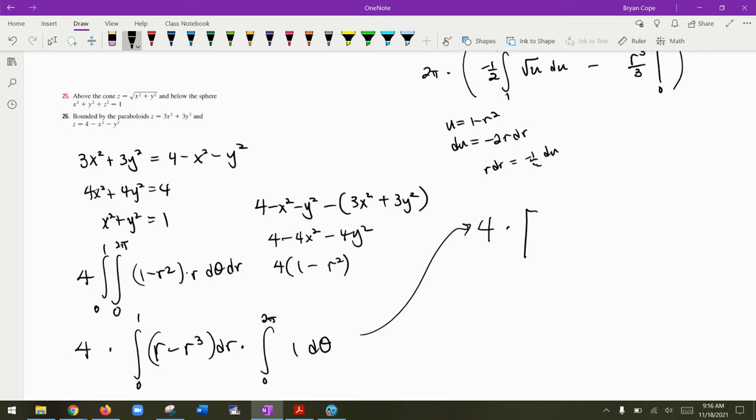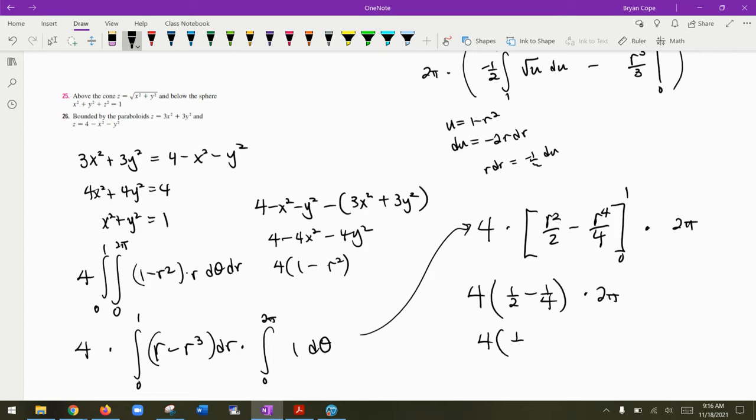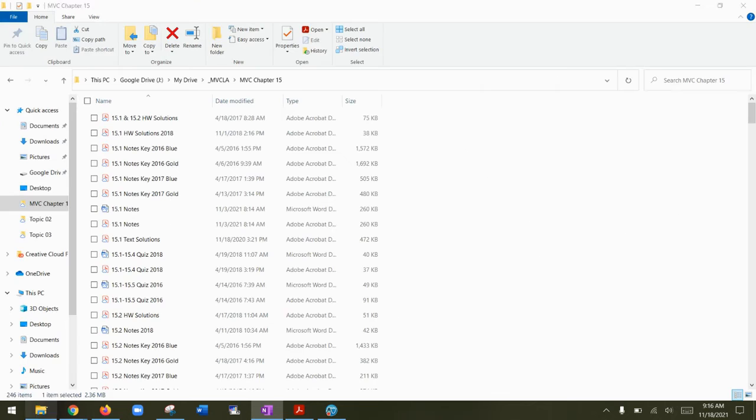4 times r squared over 2 minus r to the 4th over 4, evaluated from 0 to 1, times 2 pi. So 4 times 1/2 minus 1/4 times 2 pi, 4 times 1/4 times 2 pi. Okay, we should get 2 pi. Let's go and check that one with the solutions.